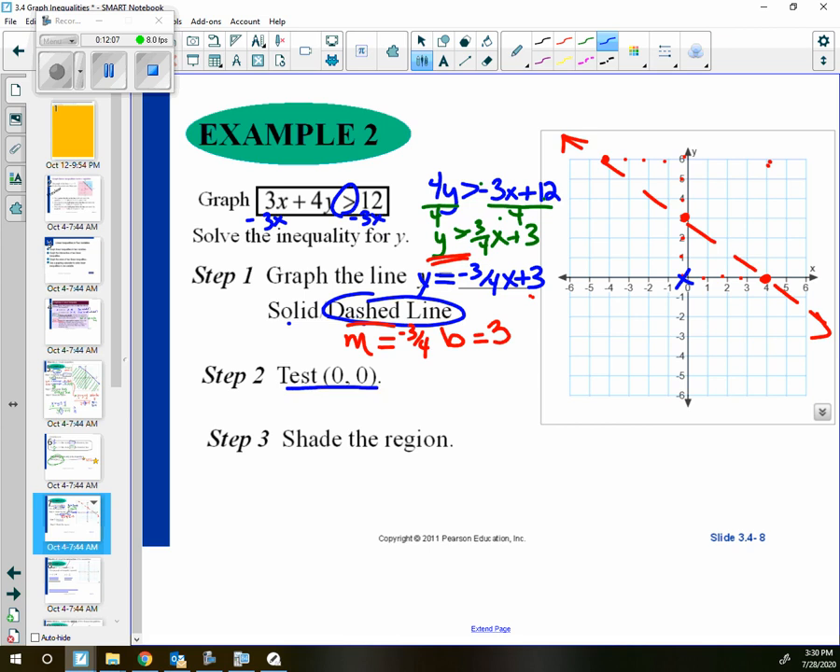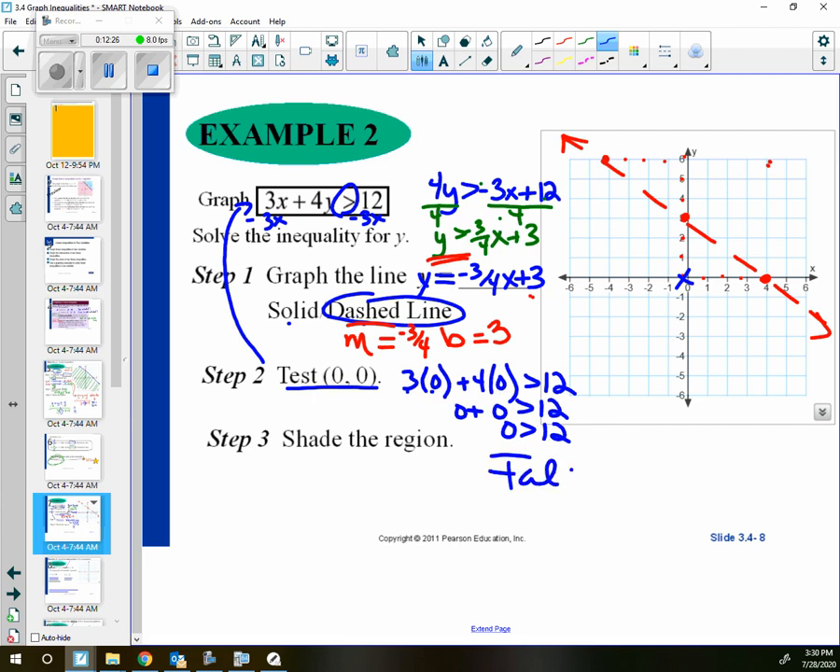So I'm going to test 0, 0 and see what happens. Remember back in this original inequality. So 3 times 0 plus 4 times 0, is that greater than 12? 3 times 0, just 0. 4 times 0, still 0. Is that bigger than 12? Is 0 bigger than 12? True or false? Absolutely 100% false.